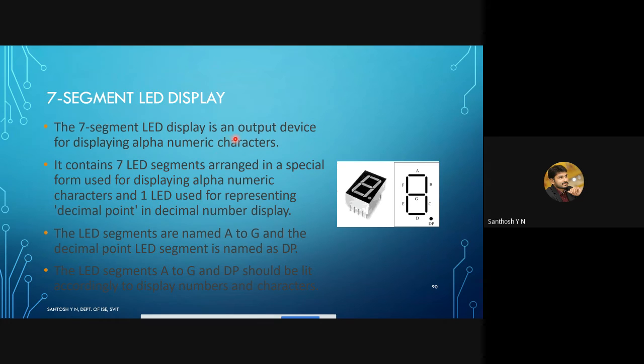So 7-segment display is again an output device for displaying what? Alphanumeric characters. Alphanumeric means both alphabets as well as numeric, I mean the numbers. So it contains 7 segments arranged in a special form used for displaying the alphanumeric characters, and one LED is used for representing the decimal point. If you observe here, there are 7 segments represented as A, B, C, D, E, F, and G. Another LED is also there that is used for representing the decimal point, and that is represented by DP. So the LED segments are named from A to G, and the decimal point is named as DP. The LED segments A to G and DP should be lit according to the display numbers and characters.